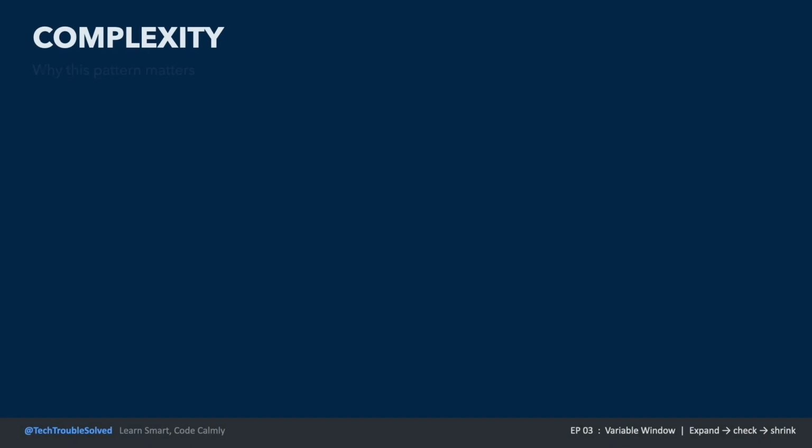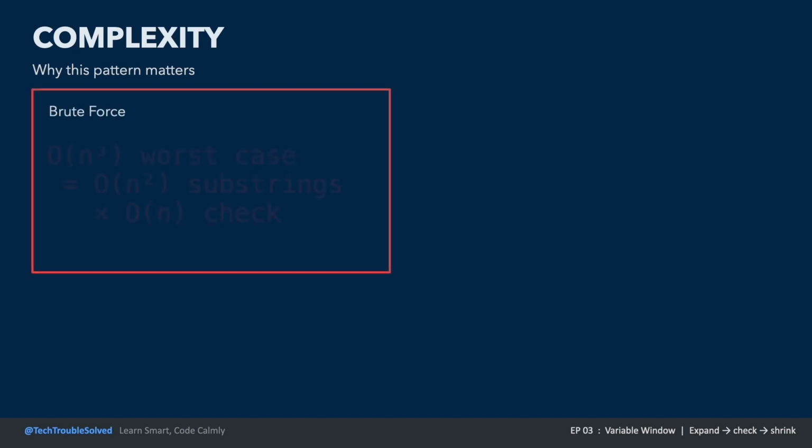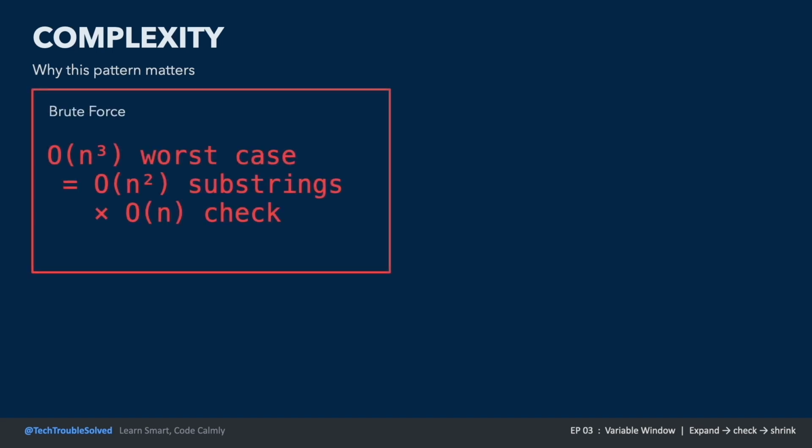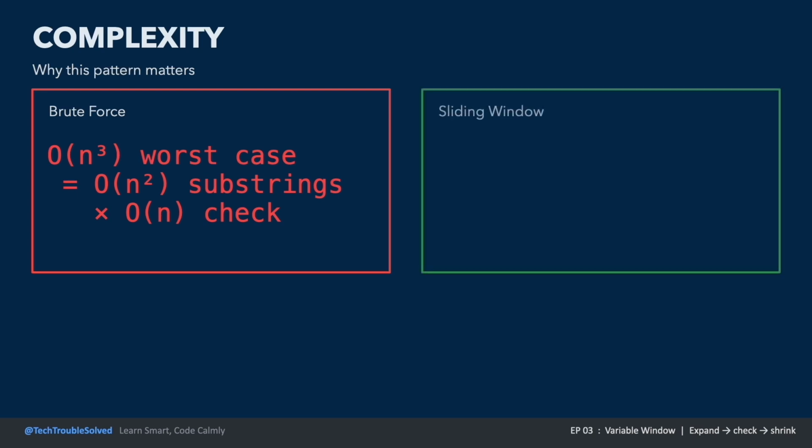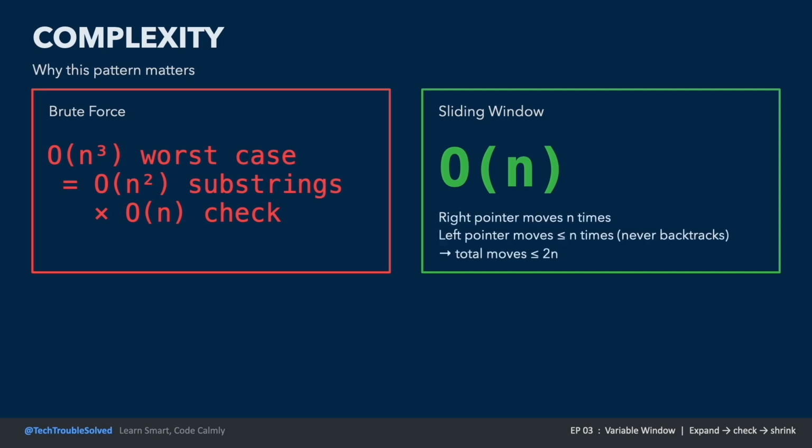Complexity. And I will keep this human, not just symbols. Brute force O(n) cube. We have established why that's painful. Sliding window O of n. Here is why in plain English. R makes exactly n moves, one per character, start to finish, no backtracking. L makes at most n moves total, same deal, only ever moves forward. Put them together, at most 2n moves. That's linear O of n.